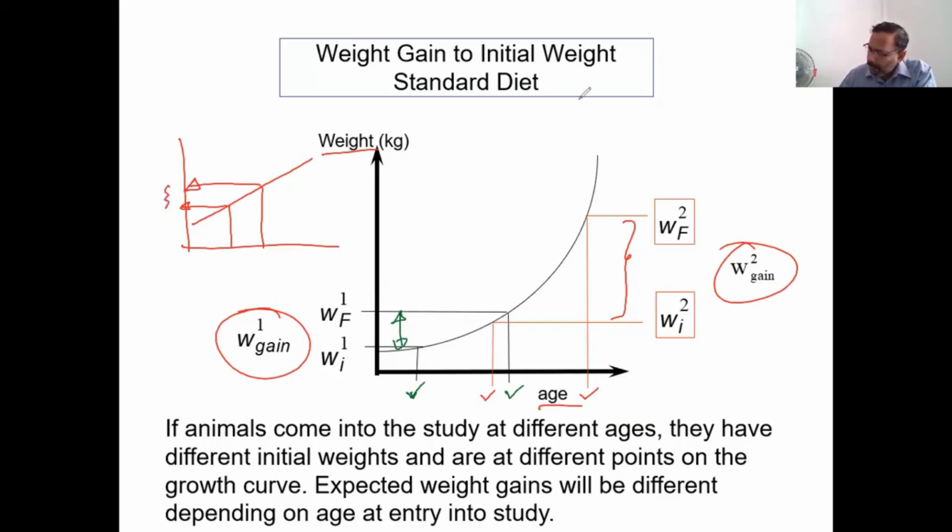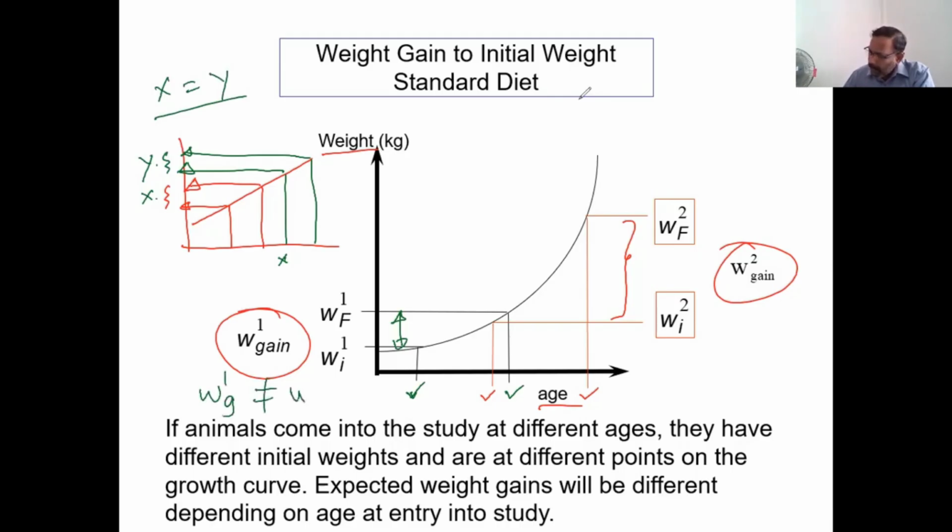If you take the second one, this animal comes in at this age, and the final weight is somewhere there. If you draw it, the weight gain here, let's say this is X and this is Y. X is more or less equal to Y. Here, the weight gain of the first animal is not equal to the weight gain of the second animal. Do you agree with that? Why? Because the relationship is not linear. It is this kind of curved relationship.